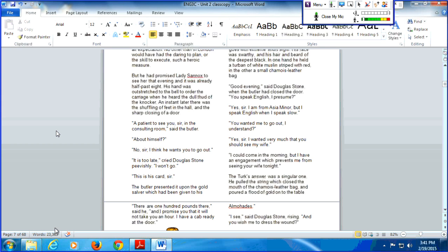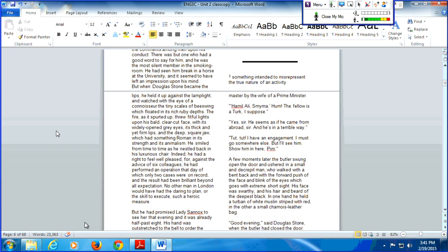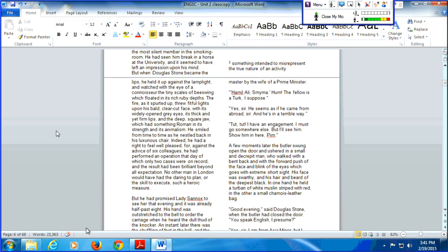"About himself?" "No, sir. I think he wants you to go out." "It's too late," cried Douglas Stone peevishly. "I won't go." "This is his card, sir." The butler presented it upon the gold salver that had been given to his master by the wife of a prime minister. "Hamil Ali, Smyrna. The fellow's a Turk, I suppose." "Yes, sir. He seems to have come from abroad, and he's in a terrible way." "Tut, tut, I have an engagement. I must go somewhere else. But I'll see him. Show him in here, please, Pym."